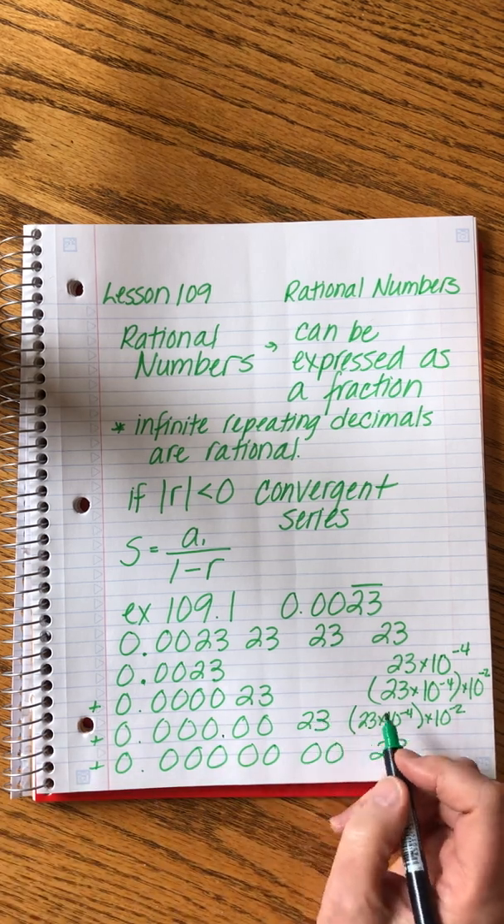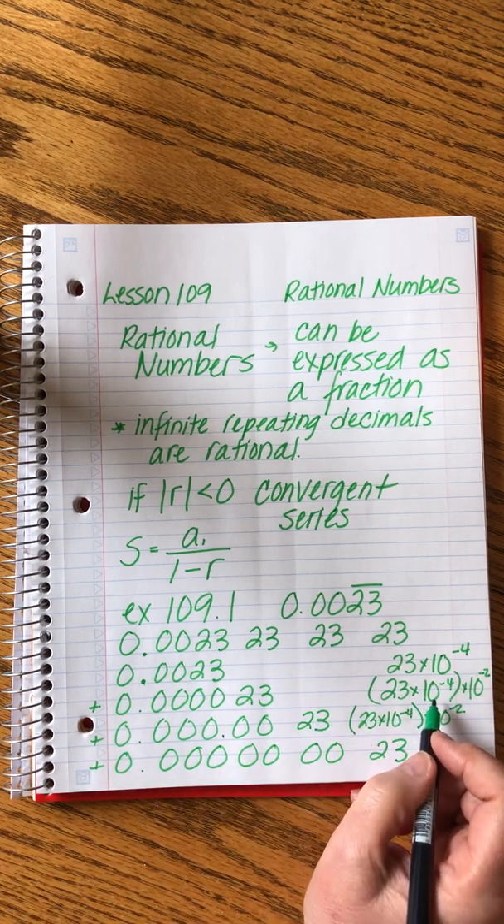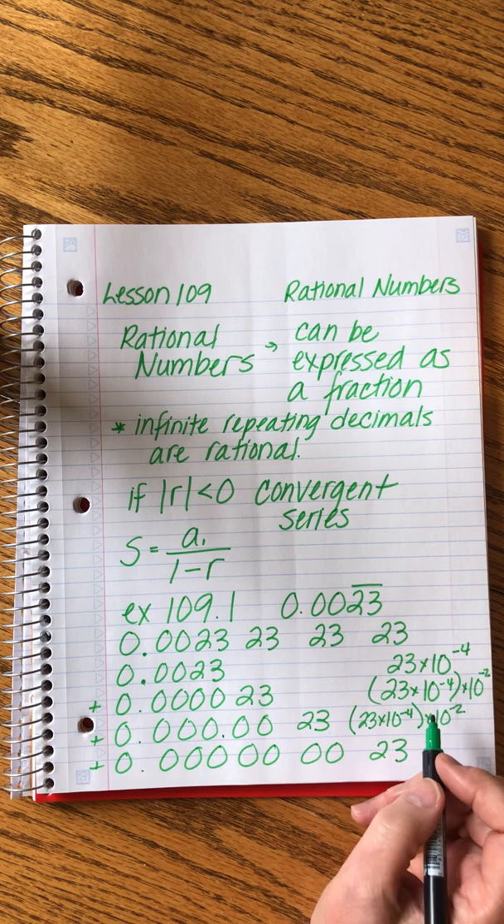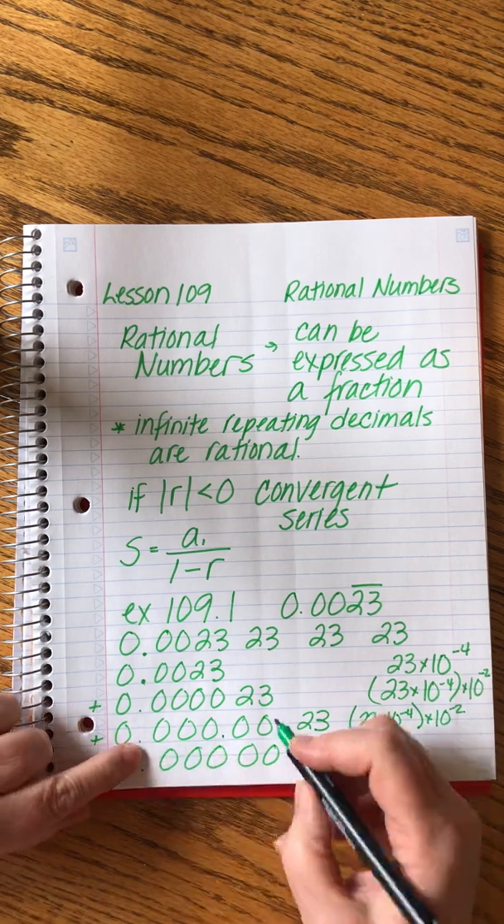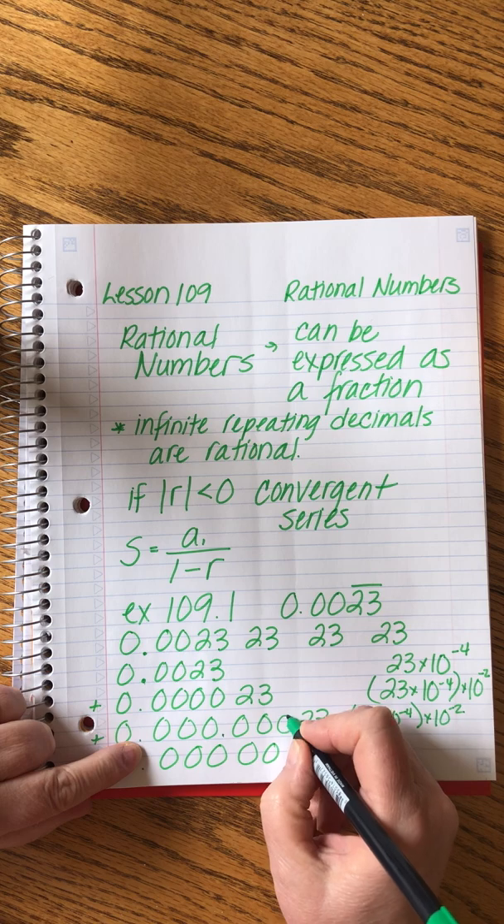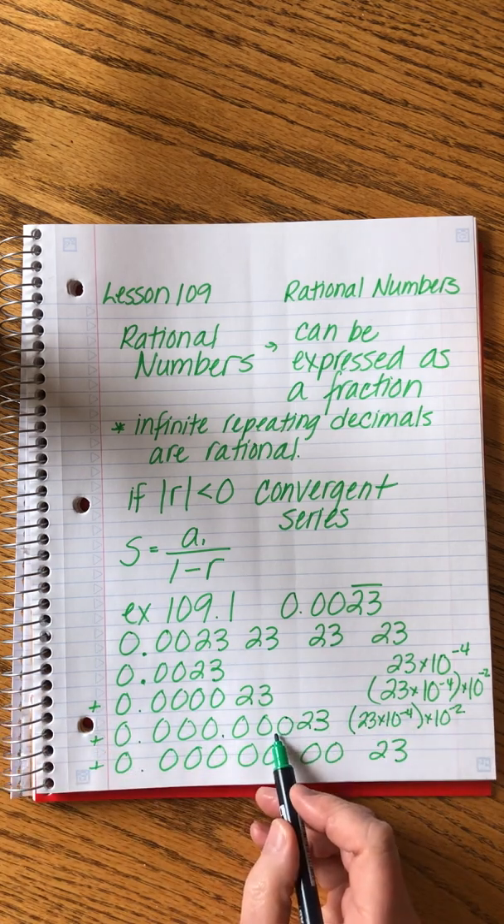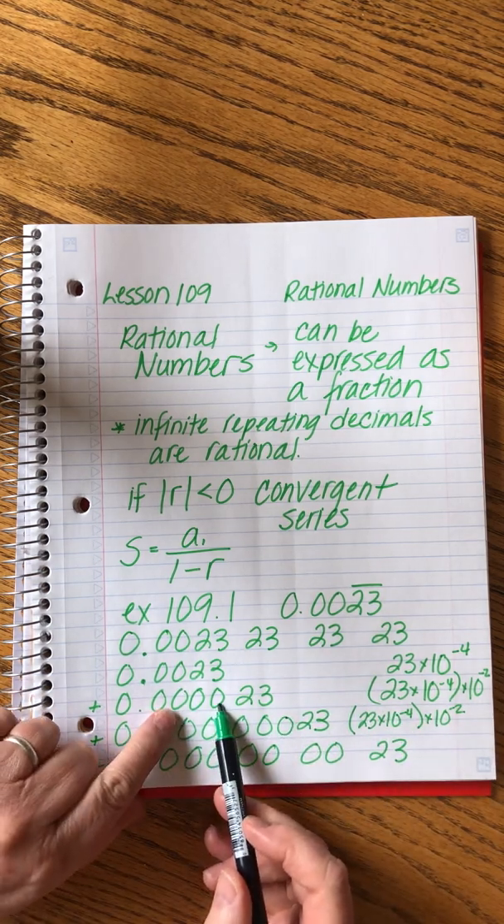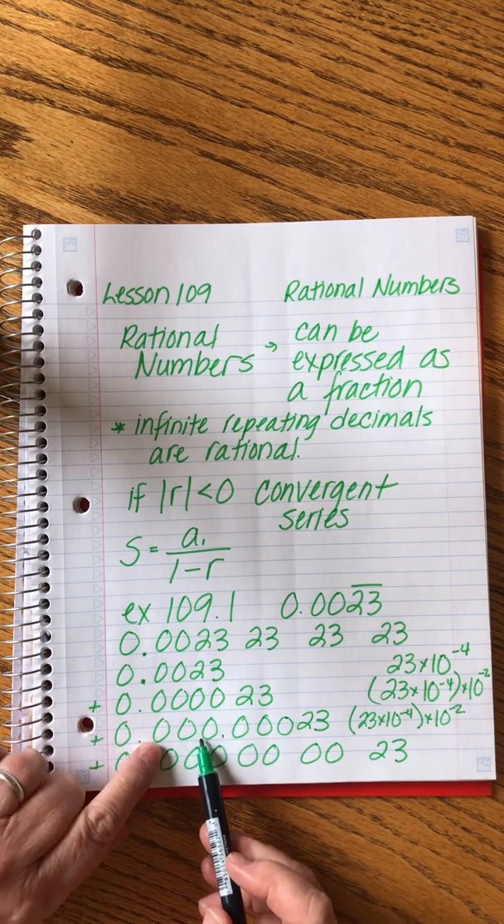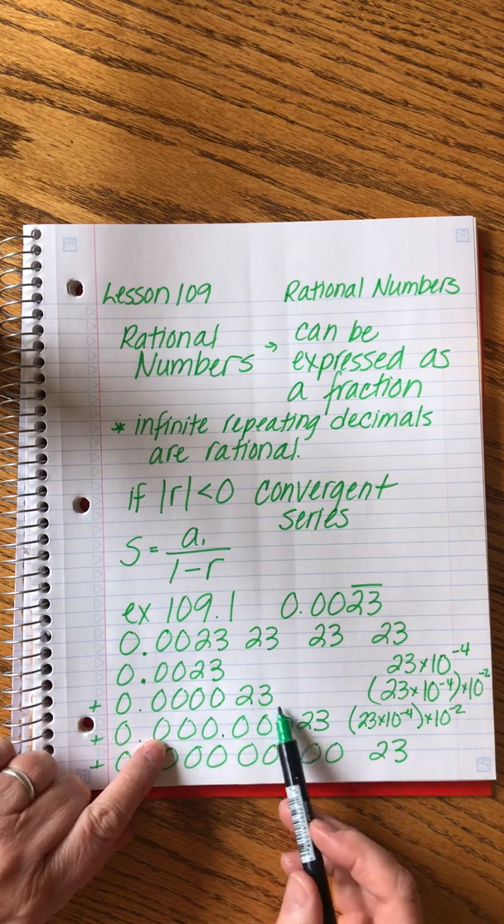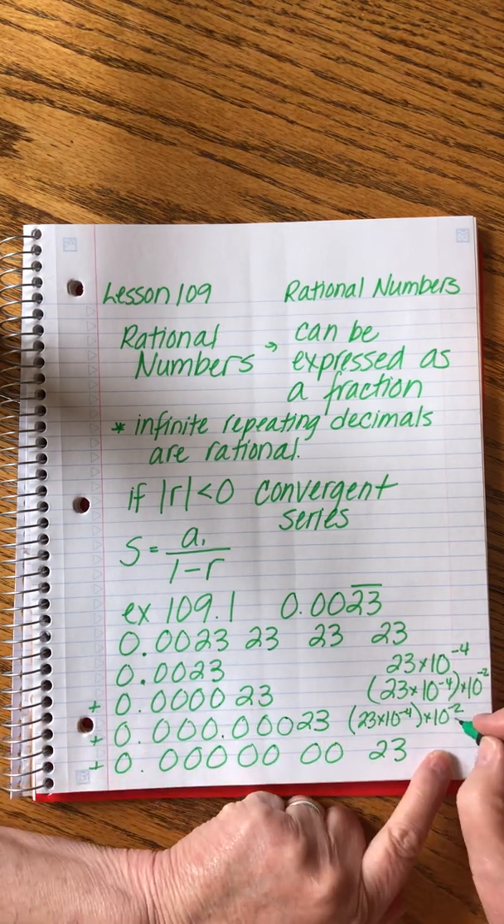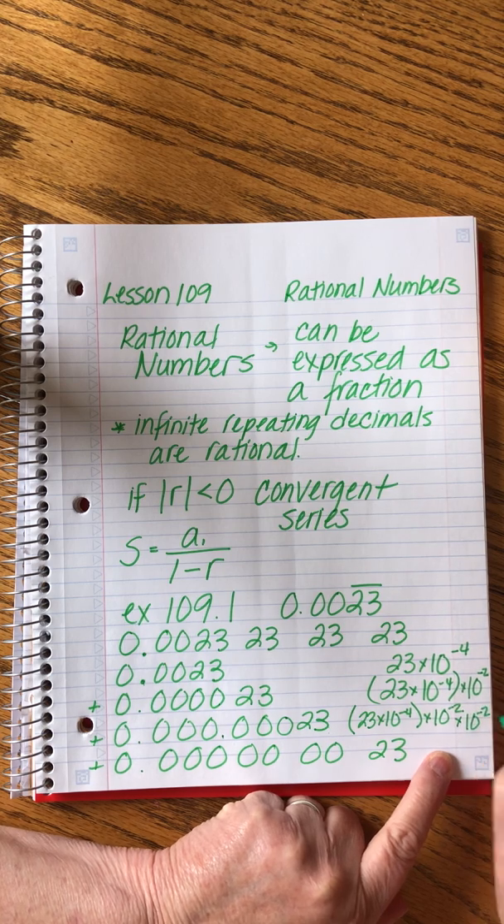Did I put the right number of zeros in? Let me check. 1, 2, 3, 4. 1, 2, 3, 4, 5, 6. 1, 2. No, I need one more zero here. There should be 6 zeros because here are the 4 I had last time, and I added 2 more to bump that 23, 2 more decimal places down.